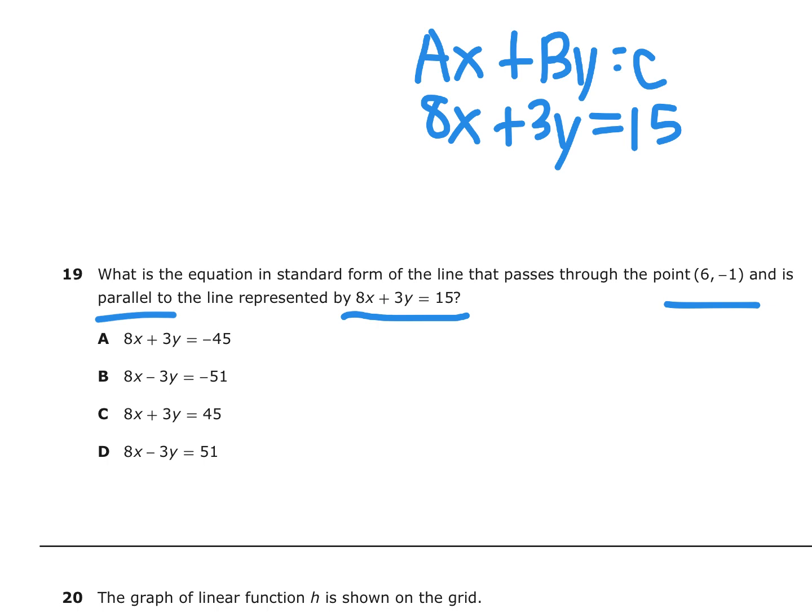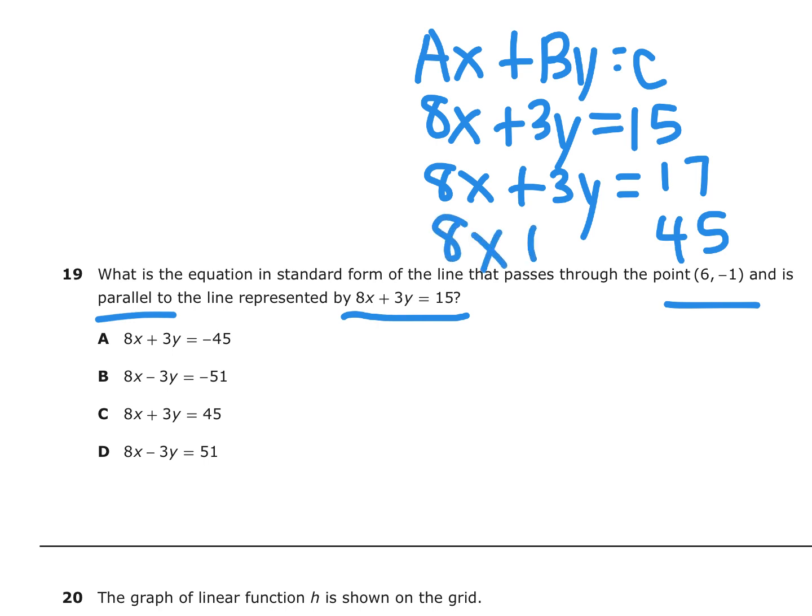Parallel means the same slope. And so if it's in standard form, we're looking for something that has 8x plus 3y equals some number other than 15. It could be 17, it could be 27, it could be 35, it could be 45. Any number as long as you have 8x plus 3y, and that's equal to a constant. And so that would give you parallel lines. So A and B have to be in the same ratio in order to be parallel.